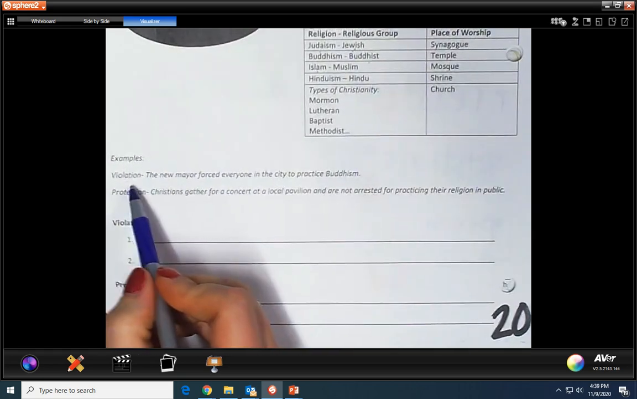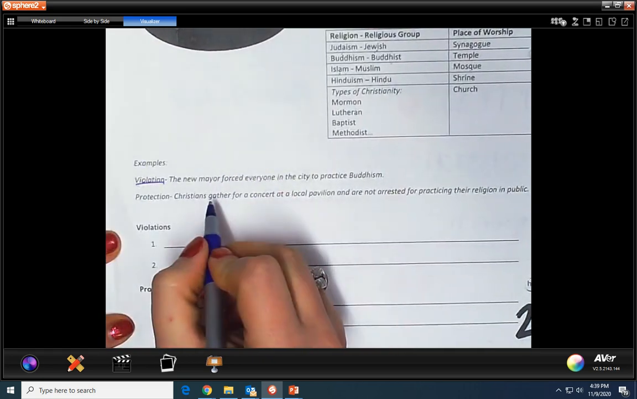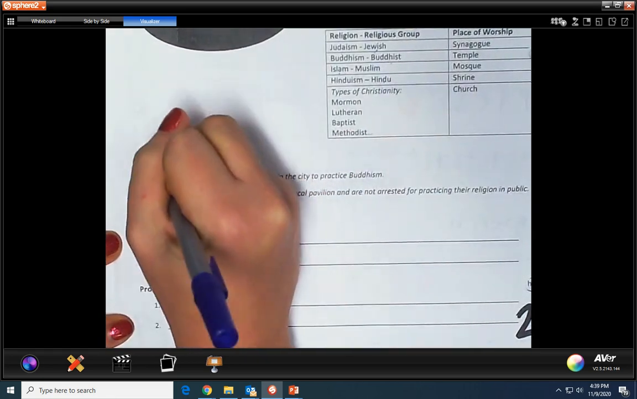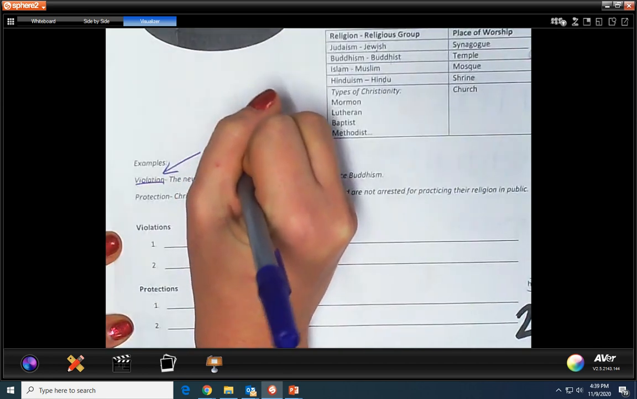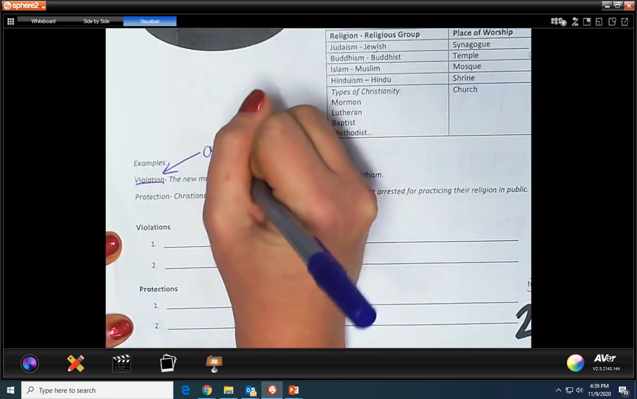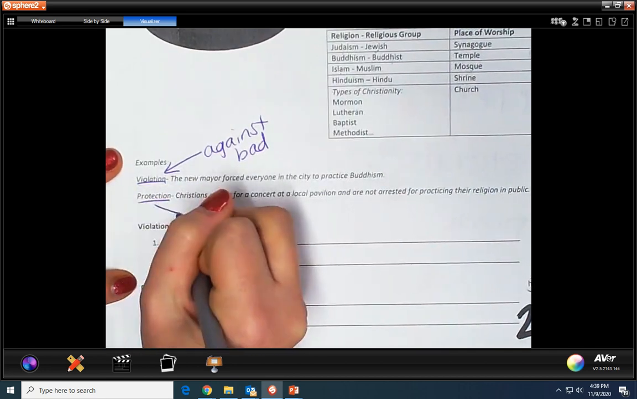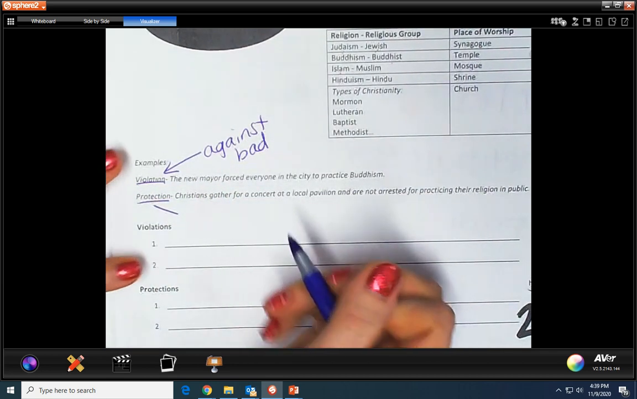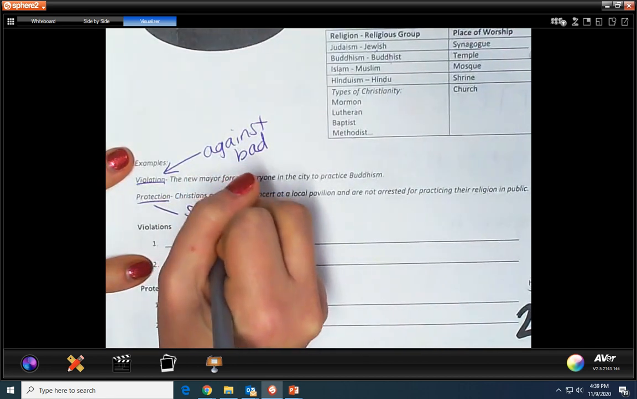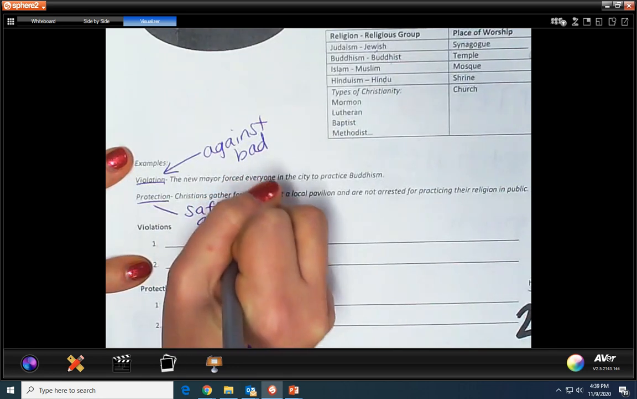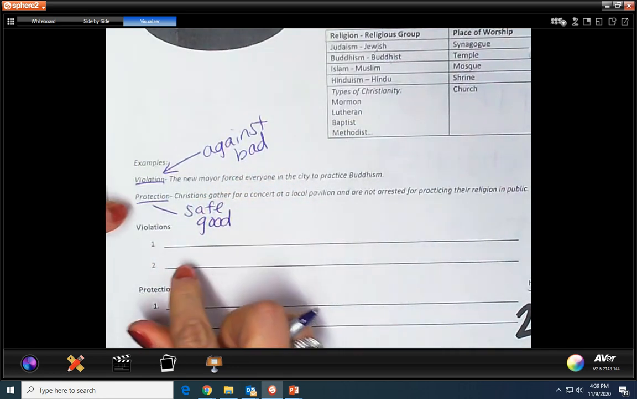So let me tell you what a violation is. A violation is something that is against what should be happening. A violation is bad. So if you're being violated, that would be bad. Protection is something that is safe, something good. Okay, so we're going to be making examples of both.